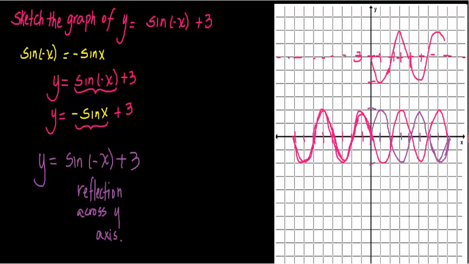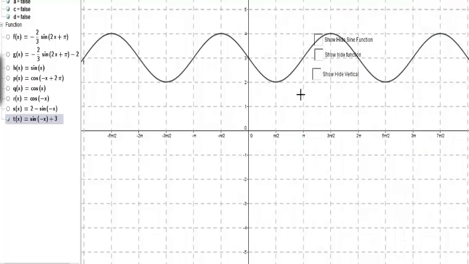Let me show you in GeoGebra. Here it is. Sine of -x plus 3. Here's 3. We have the graph underneath and then up. Same thing here. So we get the same graph if we reflect across the y-axis or across the x-axis for this function.